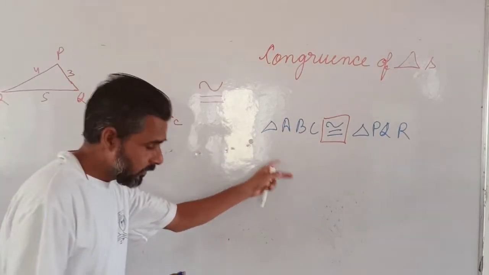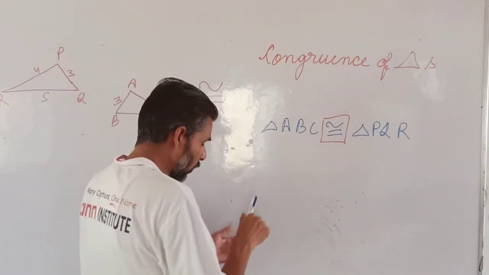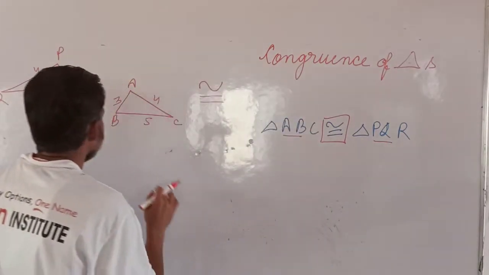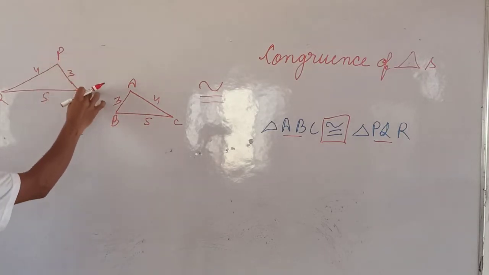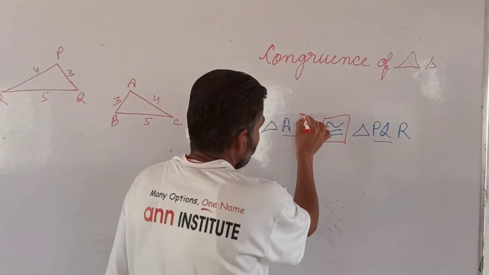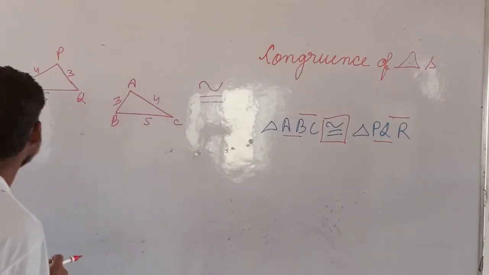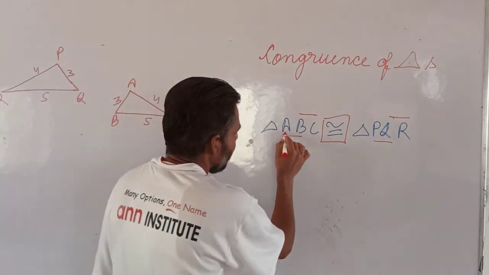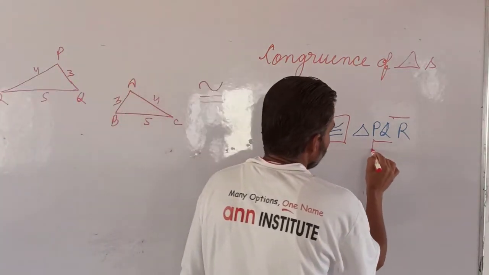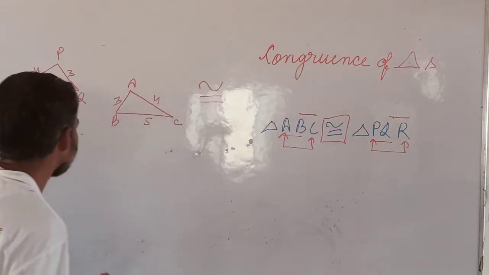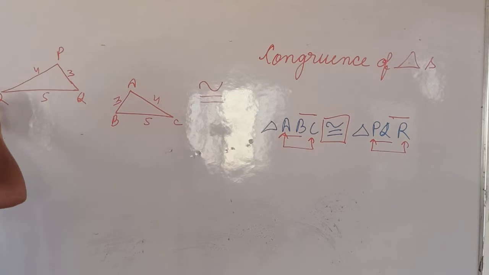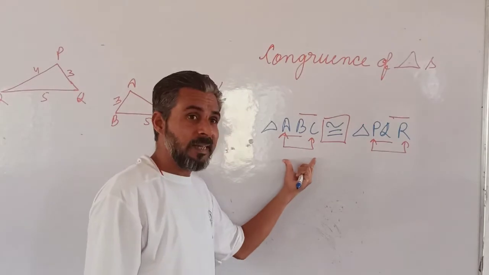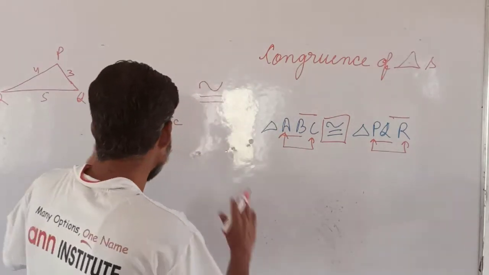Now if we write like that, naming is very important. So according to this naming, AB side should be equal to PQ. BC side should be equal to QR. Similarly, AC side should be equal to PR. So naming of the triangle is very important. From the name only, we need not see the figure.